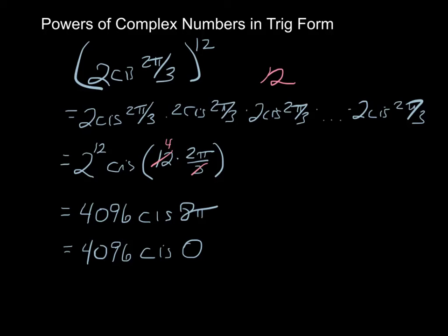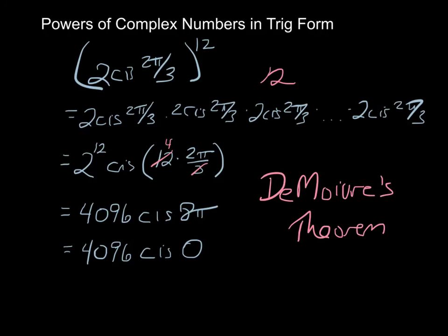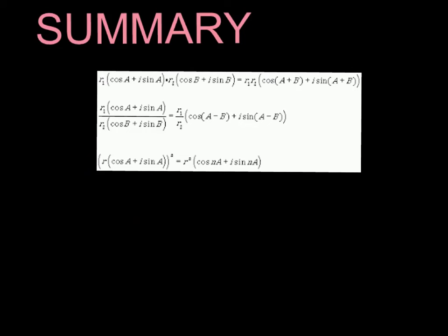This method or formula, where we raise the radius to the power and multiply the angle by the power, is called de Moivre's theorem. De Moivre was a French mathematician who lived in the late 1600s, early 1700s. But you'll see your textbook sometimes refers to de Moivre's theorem, and you want to know that they're referring to powers of complex numbers. And here is our summary.